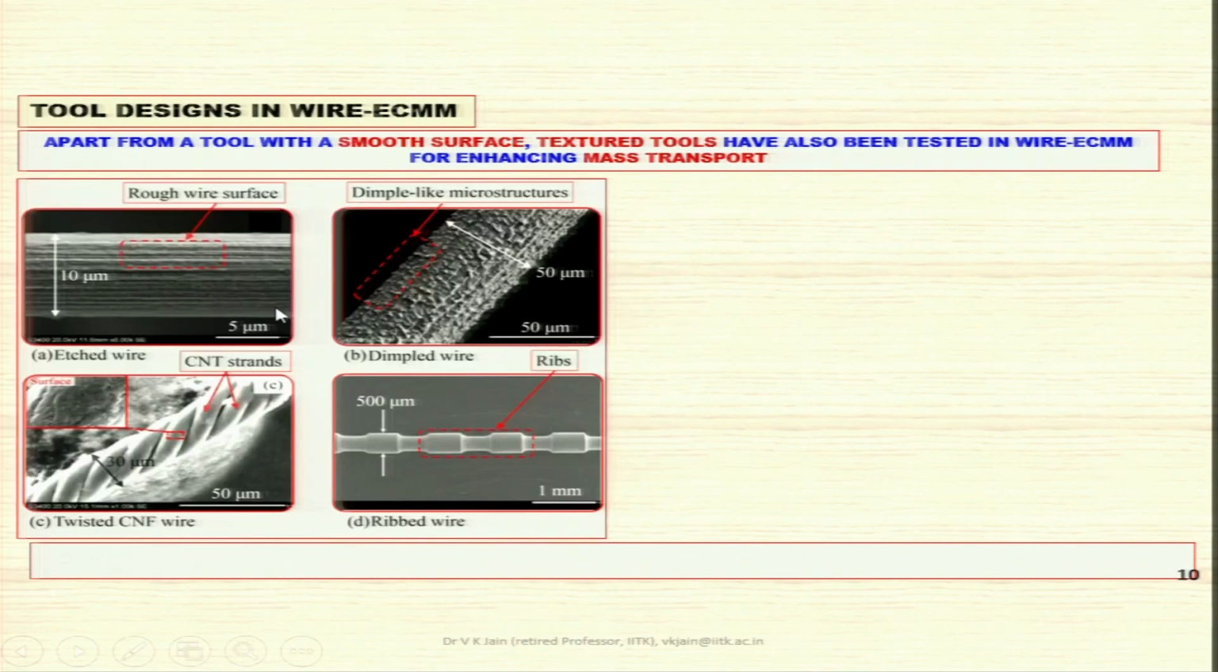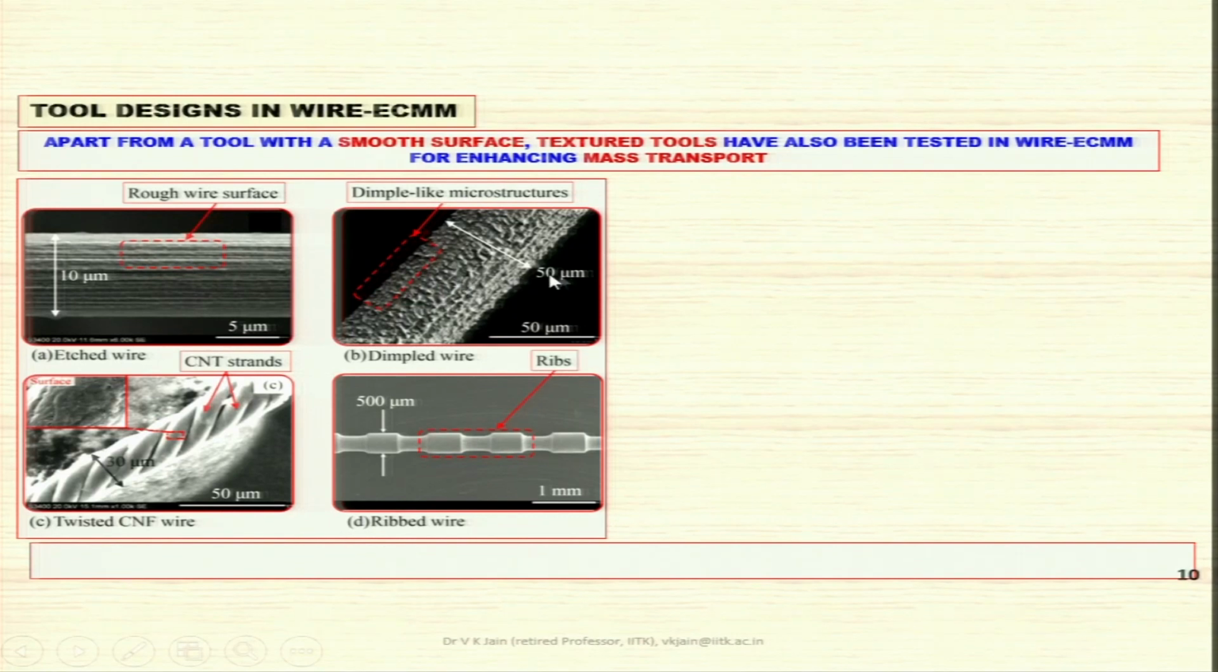You create a certain type of textures, like pits created deliberately or pillars created on the wire, and that may enhance the performance of the process, because you are not throwing away the wire after using it once. So once you have created those textures, this wire can be used for a long period. You can see here a rough wire surface, dimple-like microstructures are created, that is the textured kind of wire which is used for wire electrochemical micromachining.